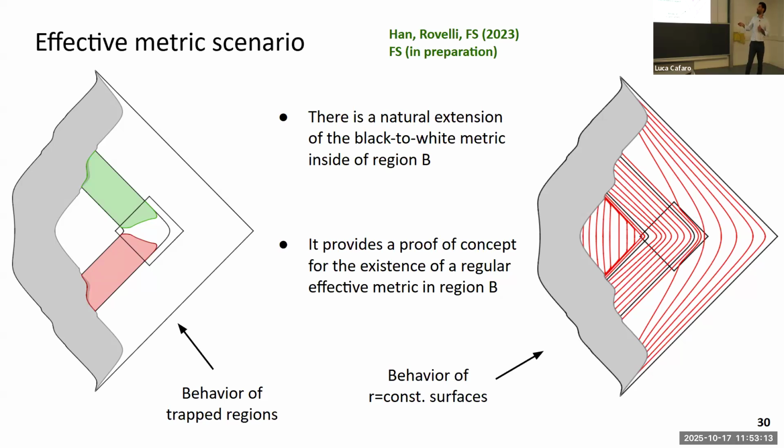So we have a bounded trapped region in red, a bounded anti-trapped region in green, and we see we have a sort of tunnel of non-trapped region between the interior and the exterior of the black hole. On the right, we can see instead how curves of constant radius behave, and this is sort of how you would expect them to behave. There's nothing really new to it.